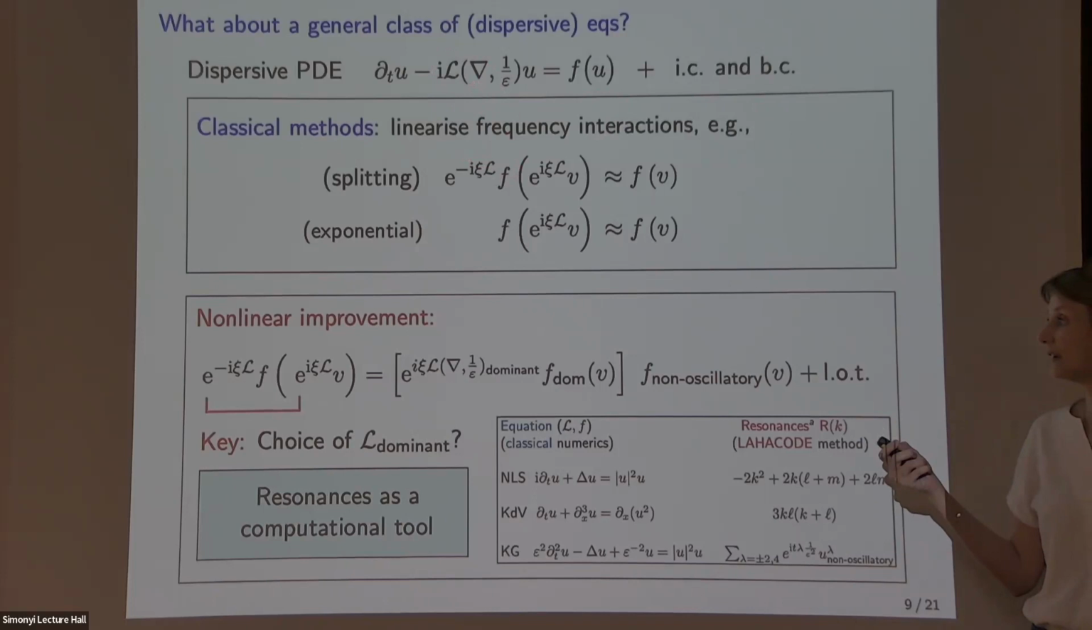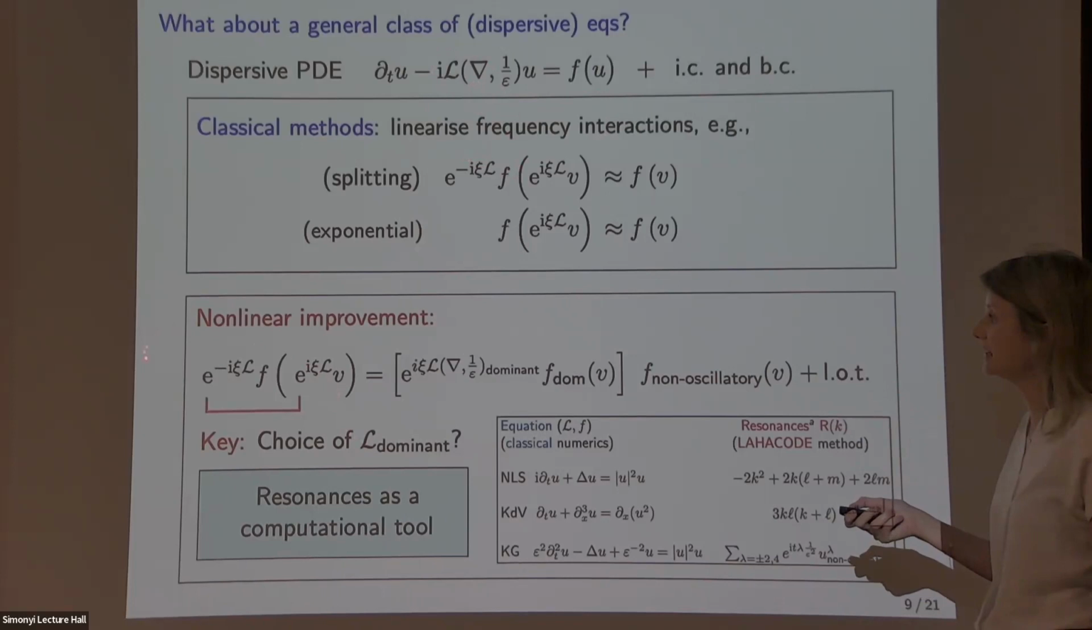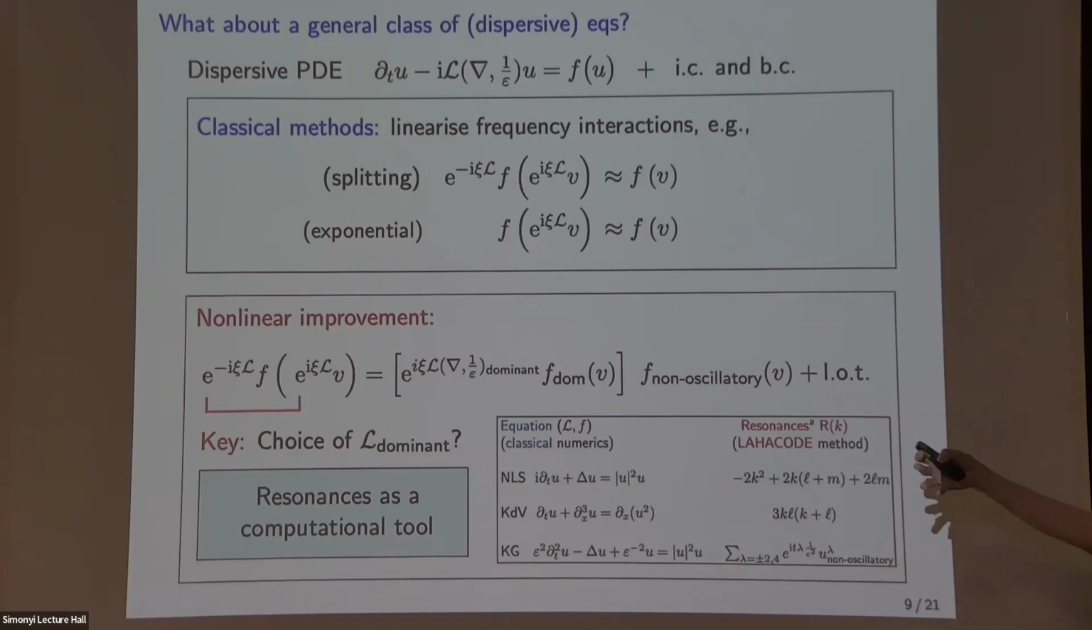And so basically the idea is, if you look at these nonlinear interactions, we want to filter out the dominant part in these nonlinear interactions and solve the dominant part exactly while only approximating the lower order terms. But of course, then the question is, what is the dominant part in these nonlinear frequency interactions? What are the parts we really have to embed in our numerical scheme?